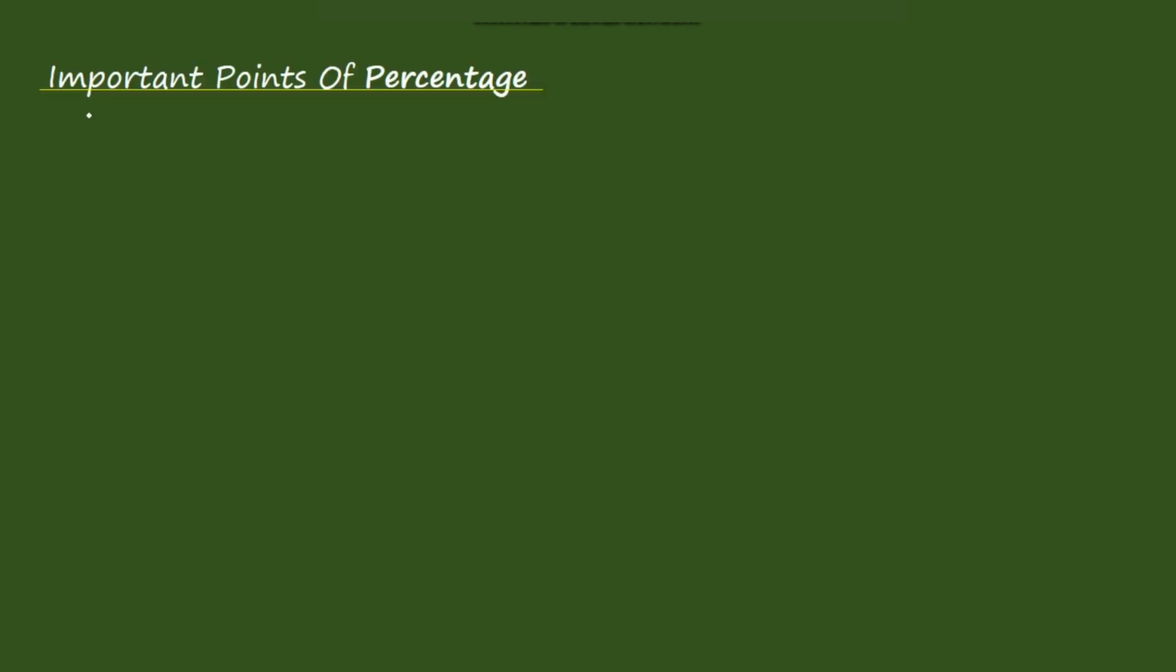How many important points of a percentage? What is meant by percentage? Per is nothing but part, and percent is nothing but 100. It is known as a percentage. Generally percentage is represented by a slash with 2 zeros. If you have something like x percentage, it is nothing but x by 100.